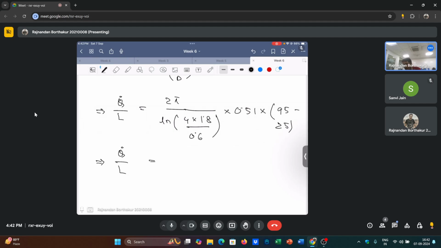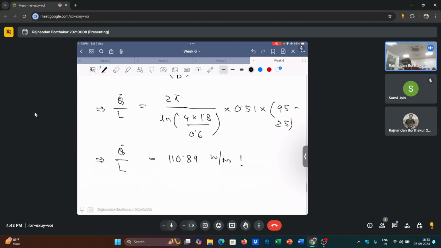So I have done it. I got the answer to be roughly around 110.8 watt per meter. Is this the answer that you got? Can you confirm with a yes or no?